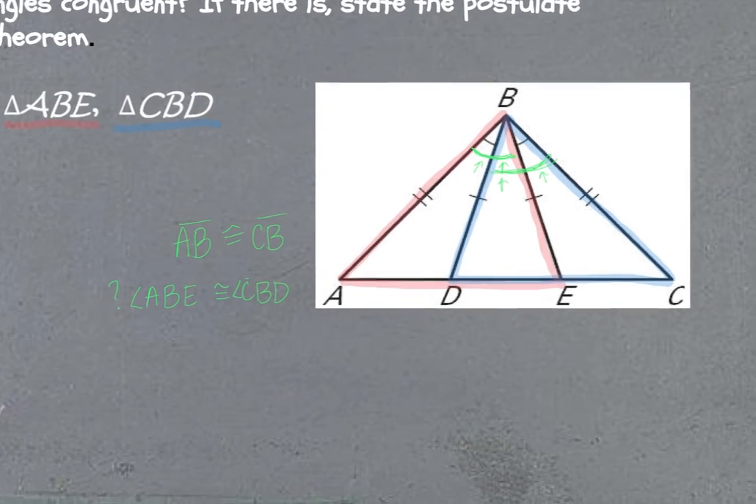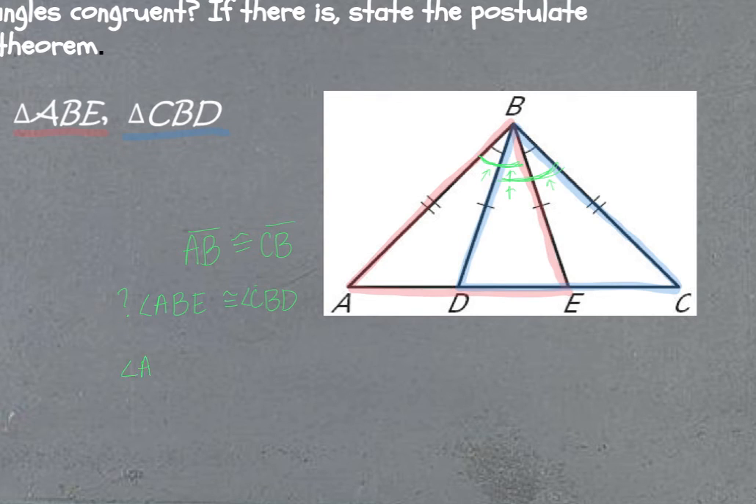Okay, so let's write it out. Angle ABE is going to be equal to angle ABD plus angle DBE. Okay? What about angle CBD? That one's going to be equal to CBE plus angle EBD.